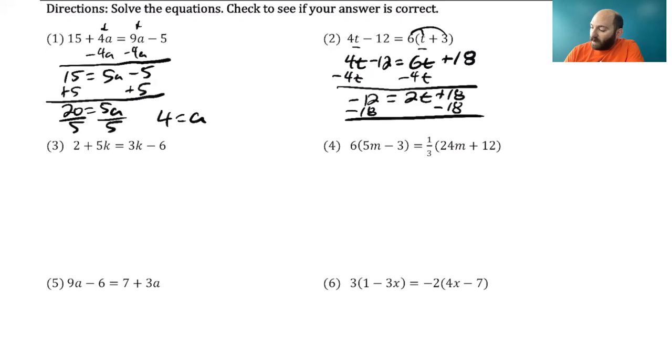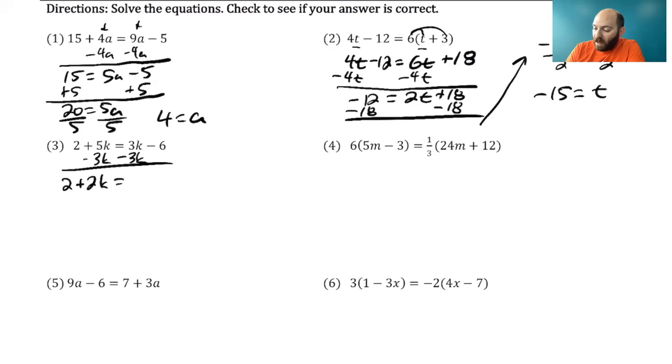I'll just rewrite it up here. Not a lot of space, sorry about that. That's going to give me -30 is equal to 2t. Now I'll divide both sides by 2, so I get -15 is equal to t. Number 3, 5 is bigger than 3k, so I'm going to subtract 3k over. So 2 plus 2k equals -6. Subtract the 2 over to the other side, so that 2k equals -8. Divide by 2, and I get k equals -4.